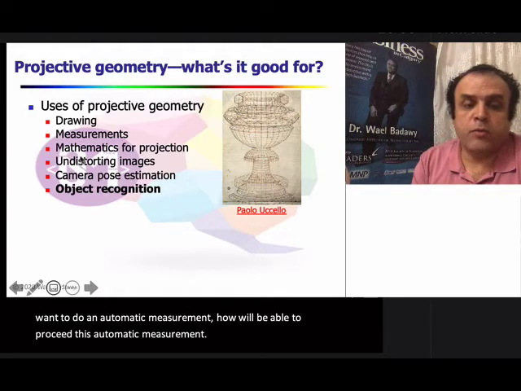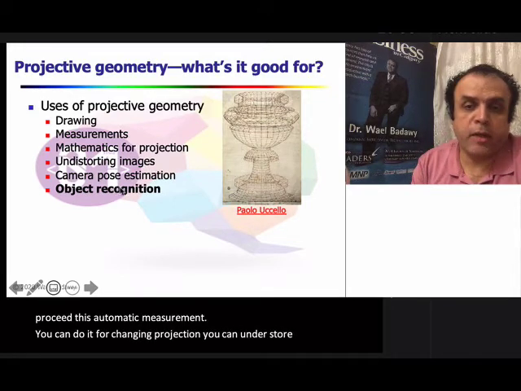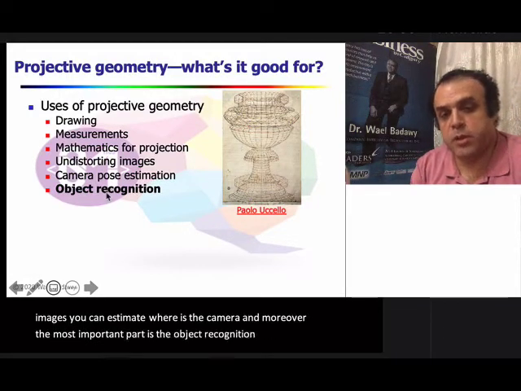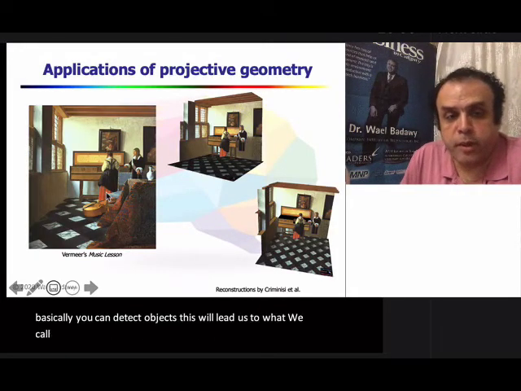You can do it for changing projection. You can undistort the images. You can estimate where the camera is. And moreover, the most important part is object recognition, which basically lets you detect objects. This will lead us to what we call projective geometry.